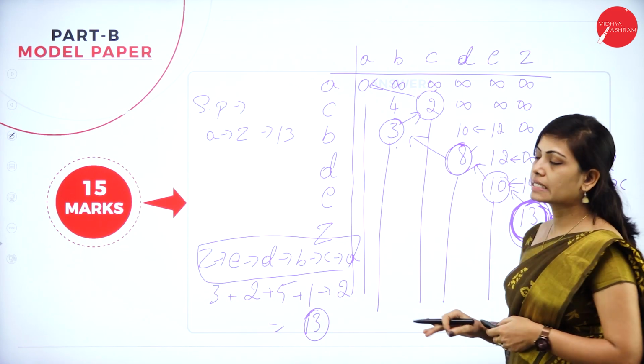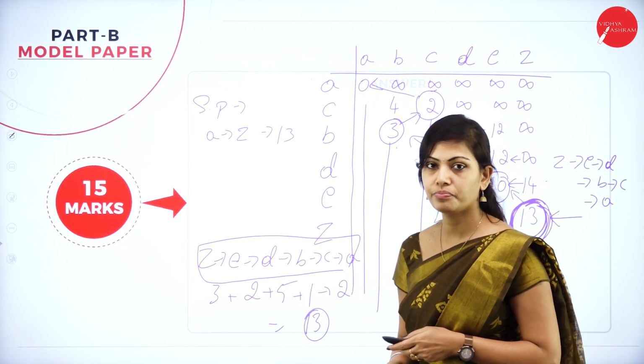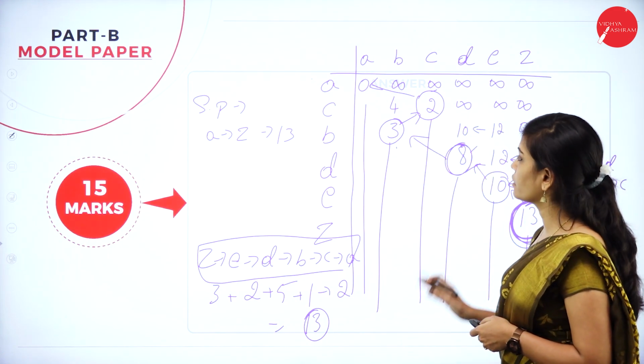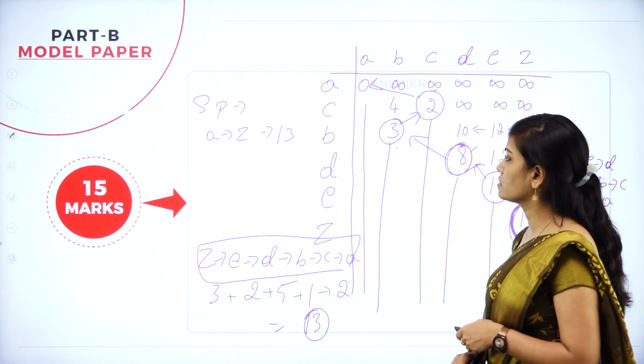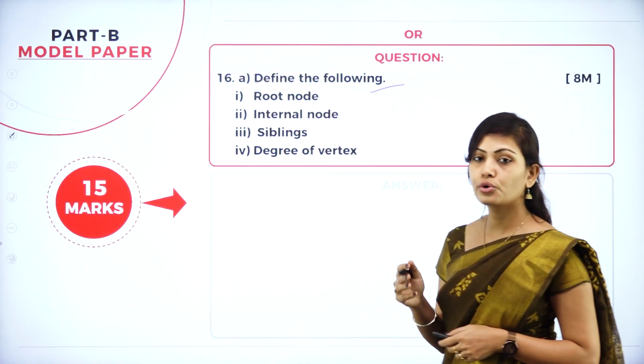By using this Dijkstra's algorithm, we can find the shortest path and shortest value. Clear? This is about your problem, the algorithm. So definitely there will be a problem on this concept. Please practice this properly. And the last question is, define the following root node.